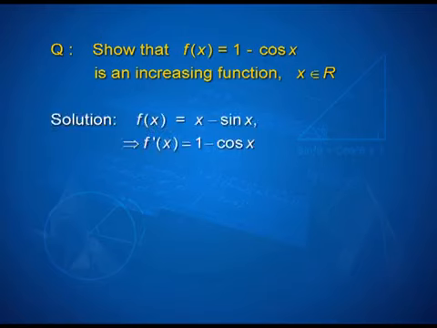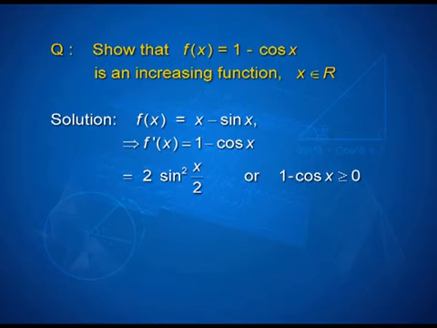Starting with the derivative, which is 1 minus cos x, that is same as writing 2 sin square x by 2 using the basic identity from the trigonometry. This expression is always greater than or equal to 0 being the square, and therefore, the function is increasing.